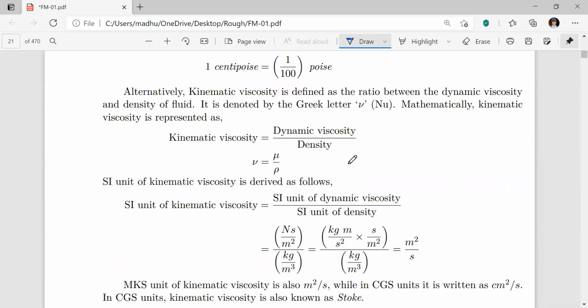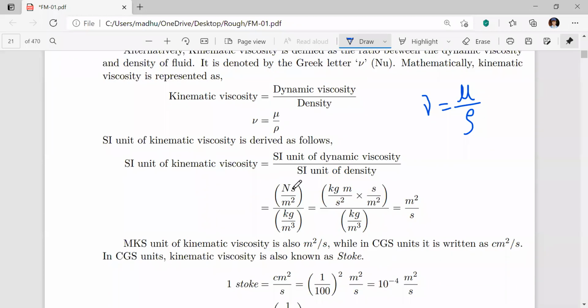Now we derive one more viscosity term, which is called kinematic viscosity. It is based on the dynamic viscosity term. Kinematic viscosity is represented by the symbol nu, and it is the ratio of dynamic viscosity by density, that is mu by rho. It is similar to the previous one. When the dynamic viscosity is divided by density, you will get the kinematic viscosity. That is, nu is equal to mu by rho.